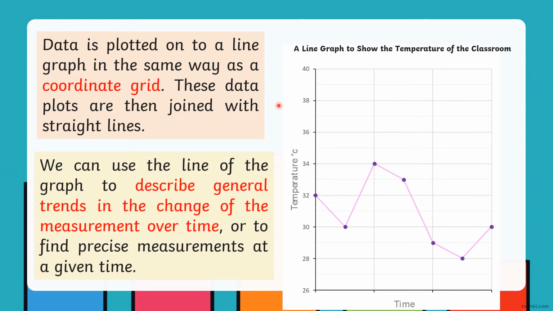We can use the line of the graph to describe general trends in the change of the measurement over time, or to find precise measurements at a given time. Most of the time, the line graph shows the relationship between two variables. As you can see here, what is the change in temperature at a given time? And some show the relationship between the height and the weight.